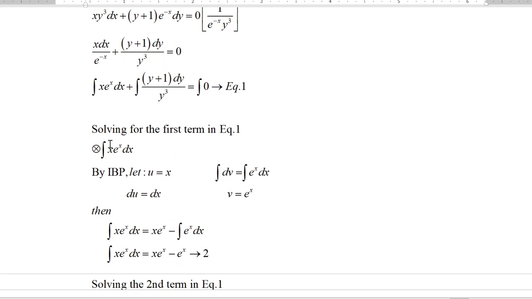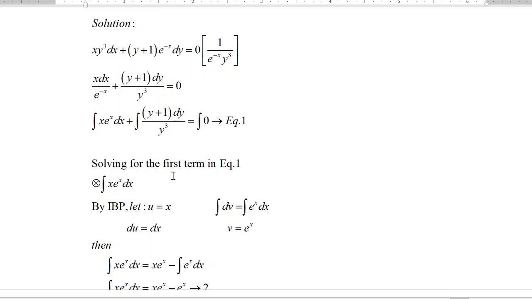So, the integral of udb is equal to ub, u times b, x ex minus b du. So, ex dx. So, minus the integral of ex dx. So, the integral of ex dx is ex. So, the first term, integral of x e raised to x dx, results to x times e raised to x minus e raised to x. So, that is our equation 2.